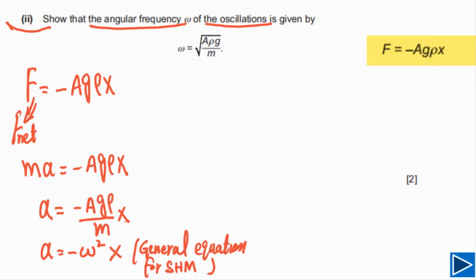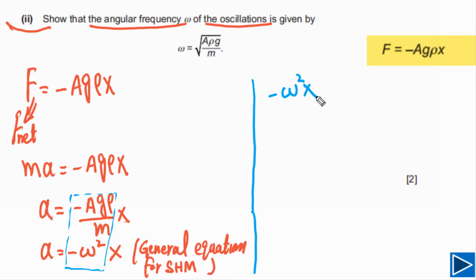But now if we compare these two equations, we can get the value of omega. In this case, we have negative omega squared. By comparing these two, we can write omega squared x is equal to negative AG rho divided by M times x. x is common on both sides.